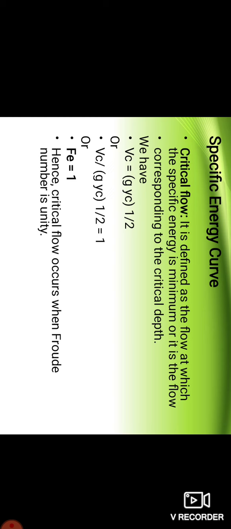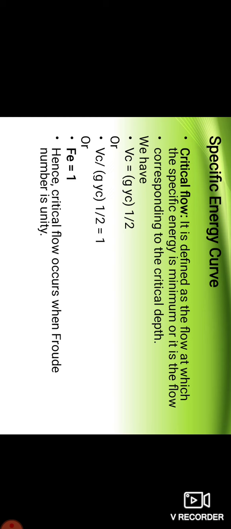The depth at which the specific energy is minimum is called the critical depth. The velocity at that depth is called the critical velocity, and the flow that takes place at that depth is called the critical flow.